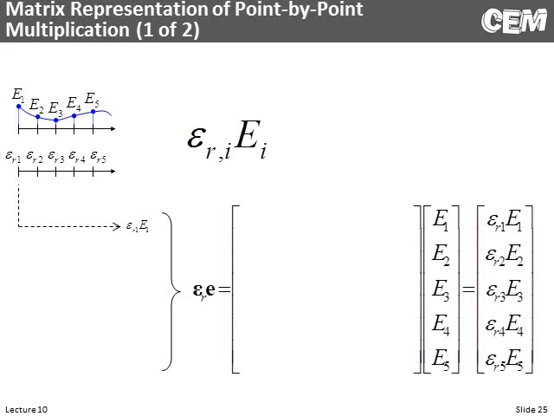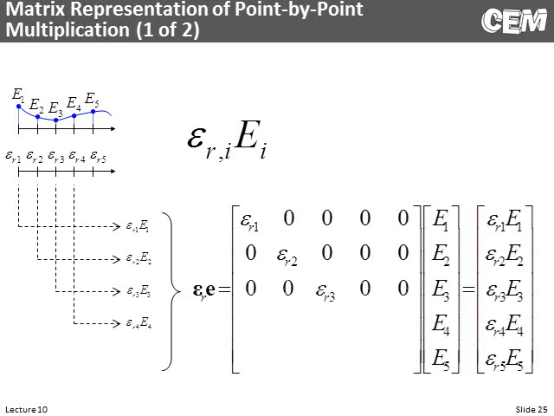Well, at the first point, we should get an epsilon 1 times E1. And if we fill in that row, it's just an epsilon 1 in that first slot. The second element should be epsilon 2 times E2. That places an epsilon 2 in the second slot. And there shouldn't be any surprise to you after last lecture that, in fact, it's a diagonal matrix.